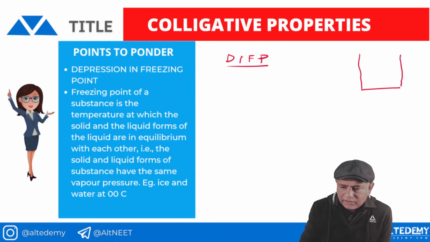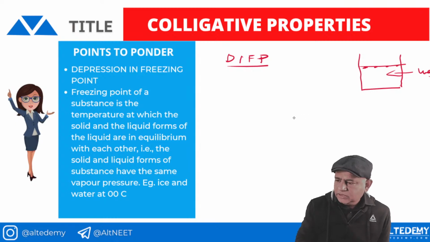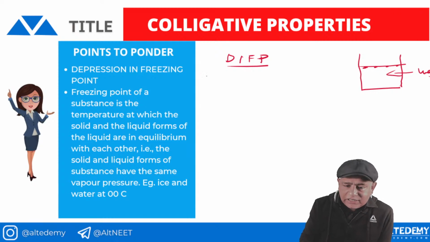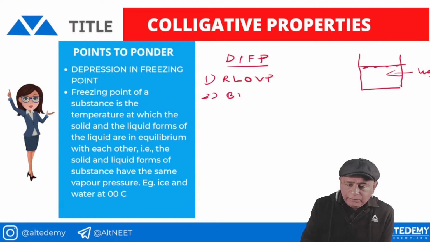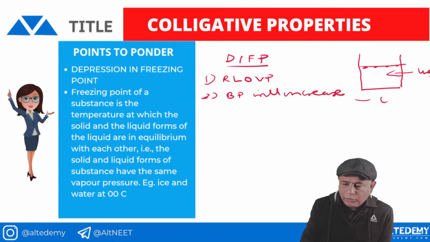Suppose we have a container and we have a liquid here. You mix some non-volatile solute into it. It is just a question of mixing some non-volatile solute. Three things will happen simultaneously. There will be relative lowering of vapor pressure. Since its vapor pressure has lowered, obviously boiling point will increase, and it is then known as elevation in boiling point.